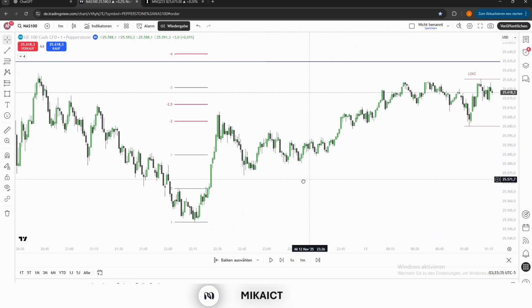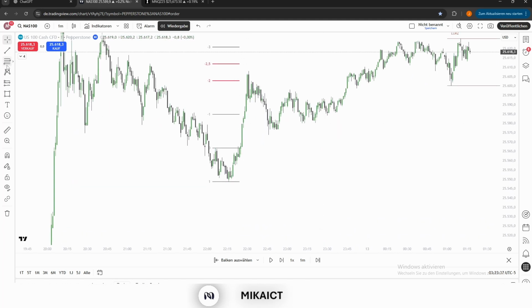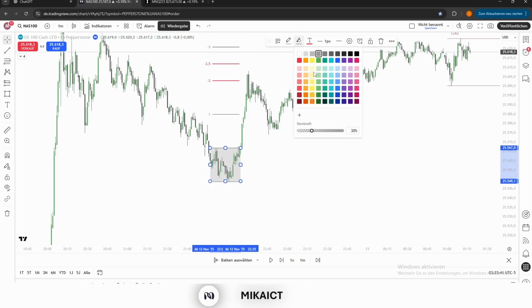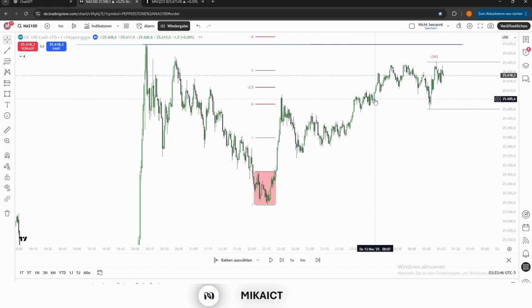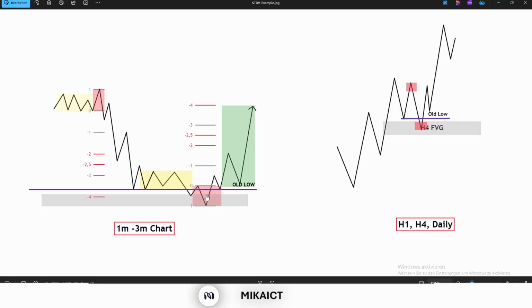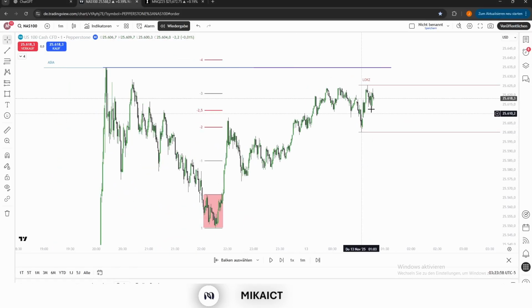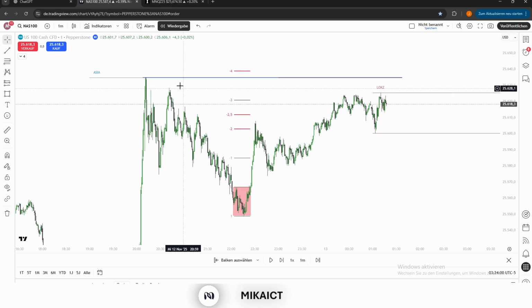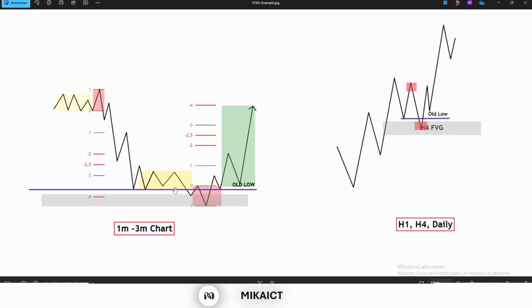And yeah, so now we have standard deviation, and I think I'm going to mark this also out in red. So this is the manipulation for this up move, but we want to short. So this is now this part here. Now we have a move against our buyers, and we just want to predict, okay, when is this move over? And I want to see -4 in alignment with the old low here. This is the low that we have here.